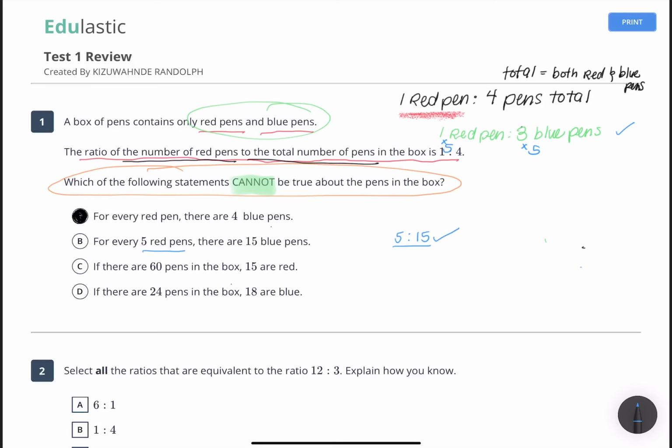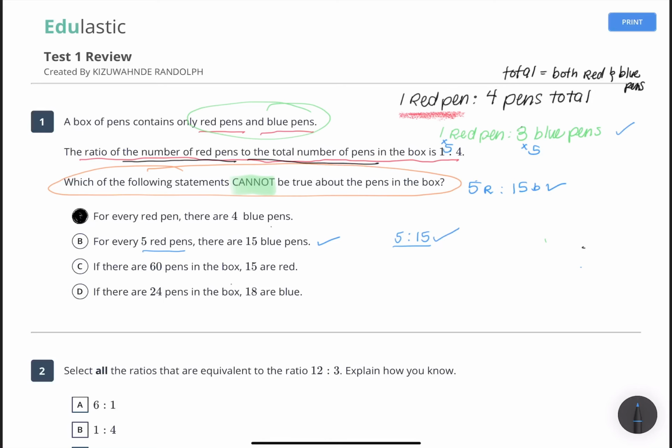So when I multiply both by 5, it would be 5 red pens, and I'm going to put R for red, and 15 blue pens, that means that this ratio is in fact true. Now keep in mind that I am looking for the false statement. Okay, so this one is true.